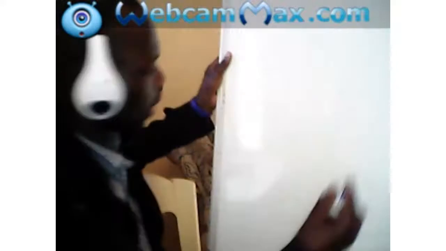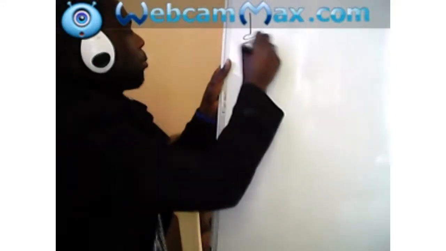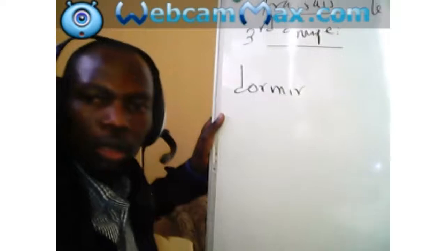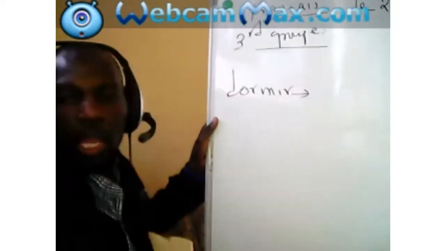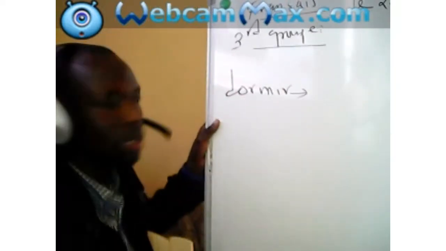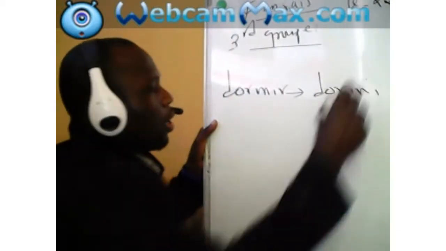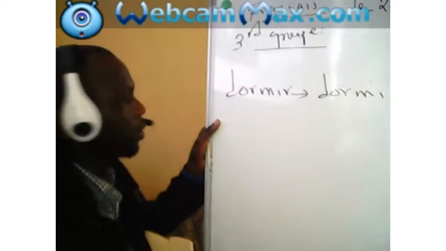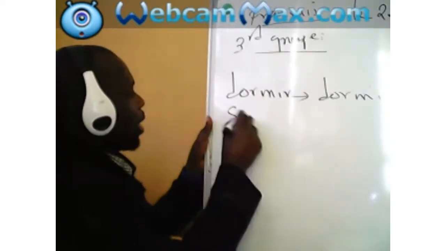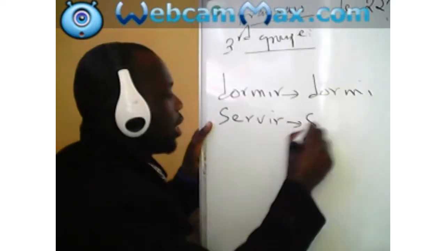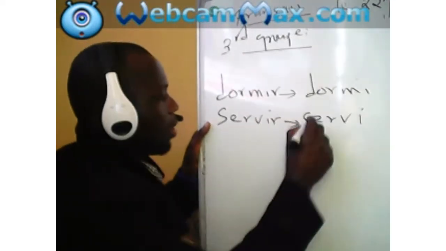We have the verb, for example, the verb dormir. Dormir is to sleep. This verb behaves the same as the first group verb. So we say dormi, slept. The verb servir, to serve. The past participle is servi, served.